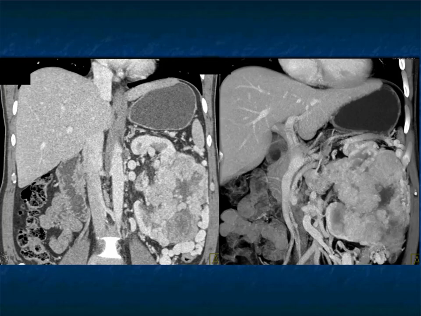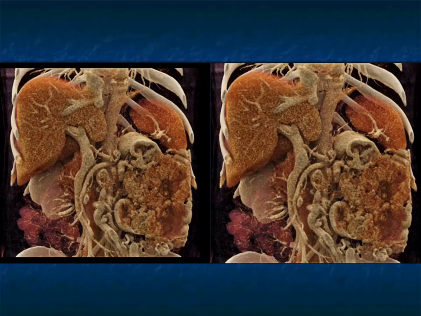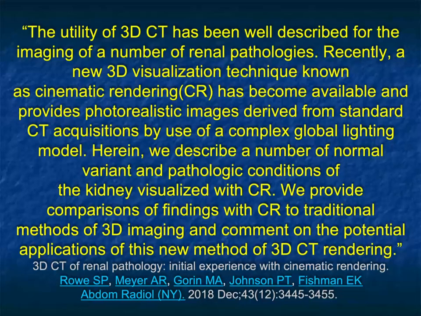Here's a venous phase in that patient showing you the renal vein involvement, and then you want to look carefully to see whether or not there is also IVC involvement. Again, nicely shown in the cinematic rendering, as well as looking at the adenopathy, which is vascular. A really nice example of an aggressive clear cell renal cell carcinoma.